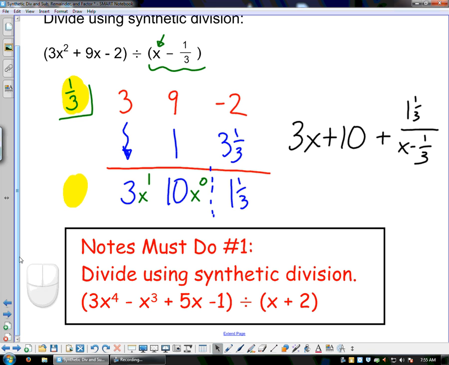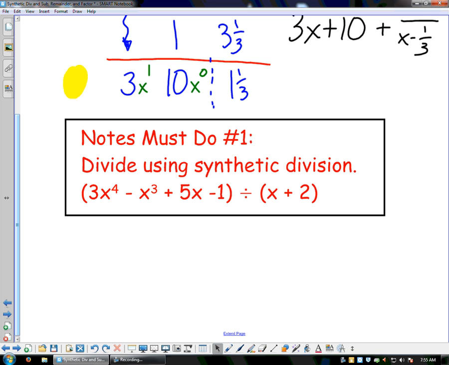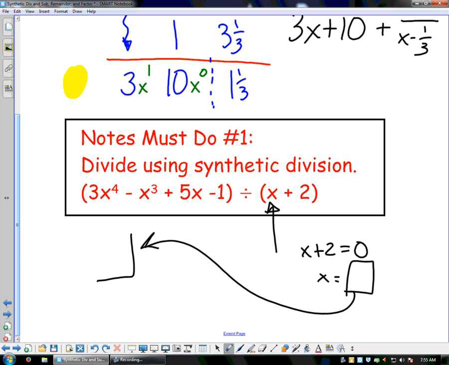Okay, so at this time, you've got your first notes to do for this video. You can pause this video if you would like, so you can do this. You're dividing using synthetic division. Just a little reminder, make sure it's in standard form before you start. Fill in zeros for any degrees that might be missing. And don't forget that you're going to put the number in the box. That's what number you need to plug in for x to get this to equal 0. So if you want to set it up, say x plus 2 equals 0, and then solve for x, that number that you get is going to go in the box right here.